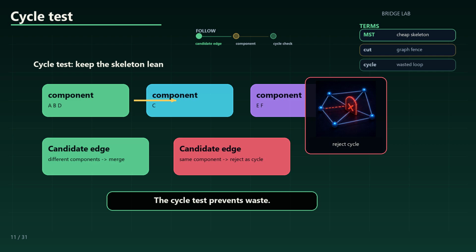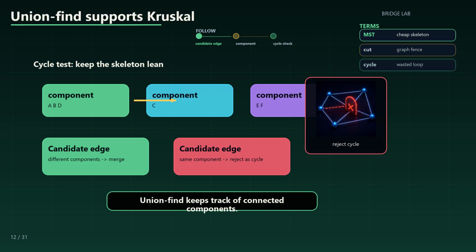If two endpoints are already connected by chosen edges, adding another edge between their components creates a redundant loop. Kruskal and Prim feel different, but both survive because every accepted edge has a safety argument behind it. Before accepting the cheap edge, ask whether it connects new territory or merely closes a loop. Every accepted edge should feel like a small proof, not a lucky bargain.